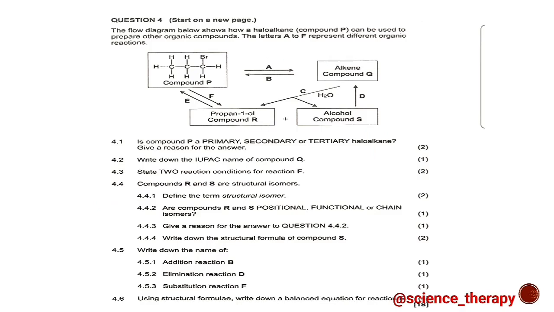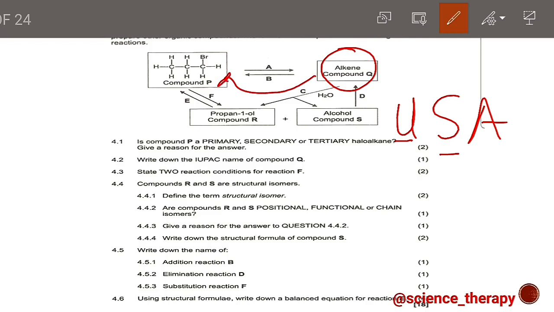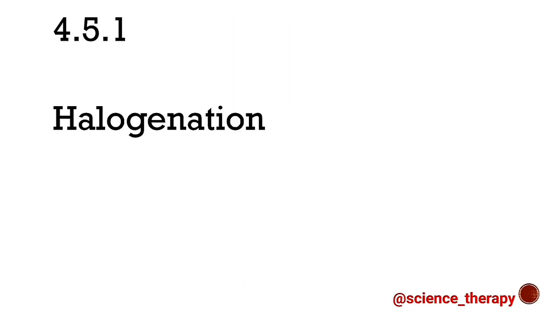4.5.1 says write down the name of the addition reaction B. So B, we are told it's an addition reaction. Now we know for addition reaction it's USA: from unsaturated to saturated, that's addition. As we can see here in B, the alkene is unsaturated. It's moving all the way to a haloalkane, which is saturated. Now they say write down the name of the addition reaction B. What type of addition reaction is this one? We are forming a haloalkane, so it has to be halogenation.